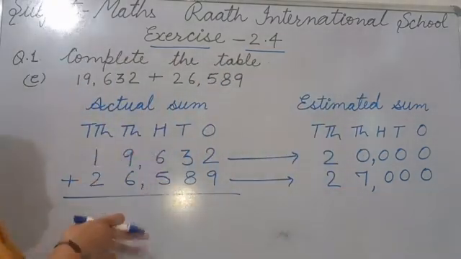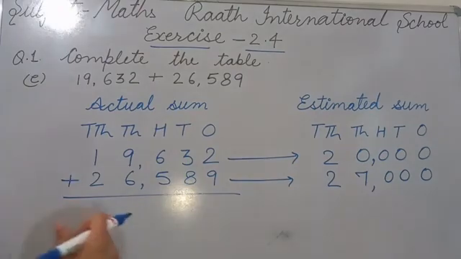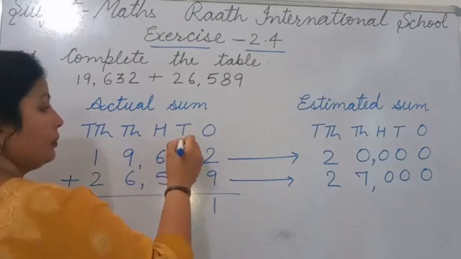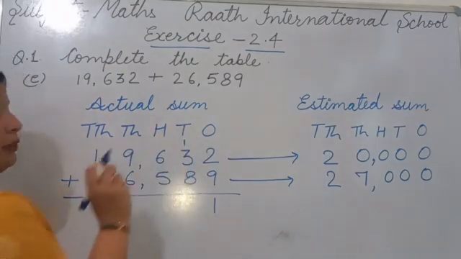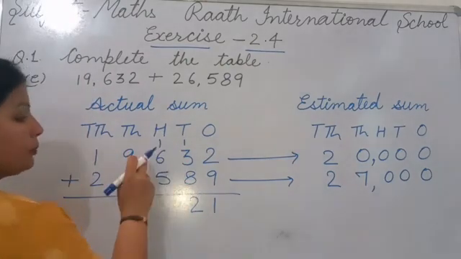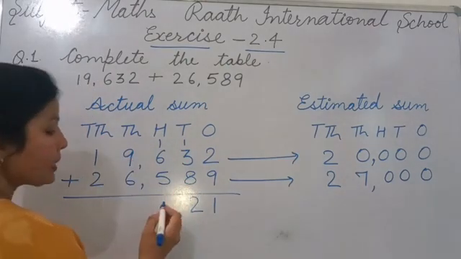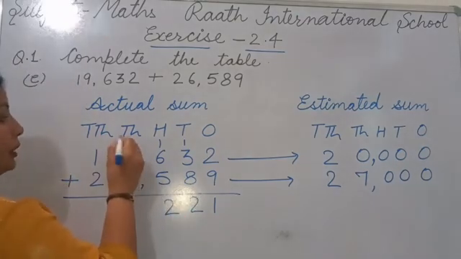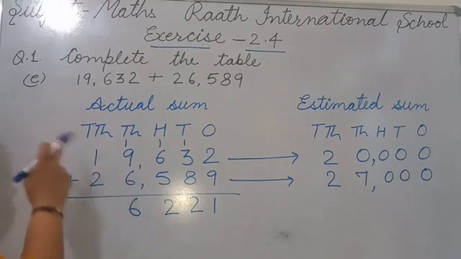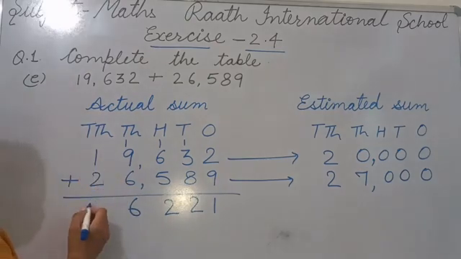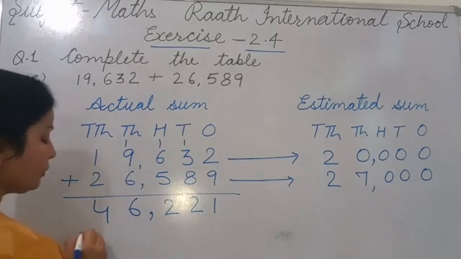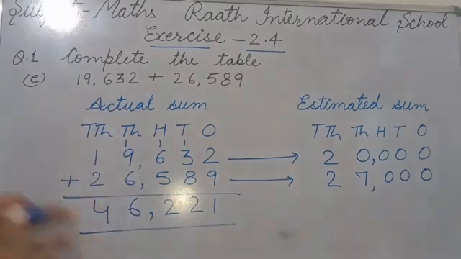Now we add the actual, then we add the estimate. Now 9 plus 2, 11, 1 carry. Now 3 plus 1, 4, and 4 plus 8, 12, 2, 1 carry. 6 plus 1, 7, 7 plus 5, 12, 1 goes carry. 9 plus 1, 10, 10 plus 6, 16, 1 carry. 1 plus 1, 2, 2 plus 2, 4. So now it becomes 46,221. This is our actual sum.